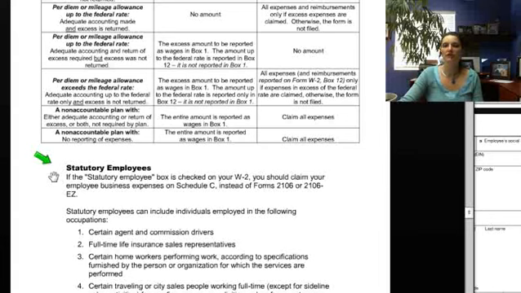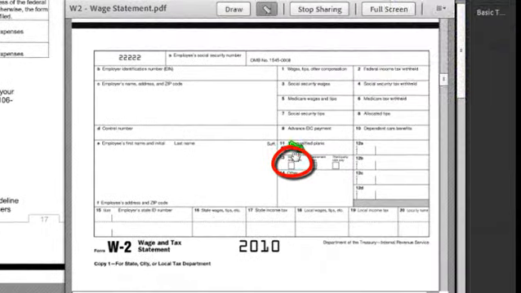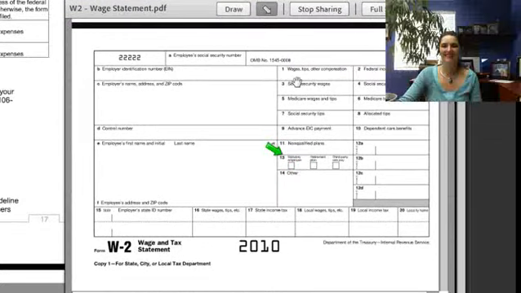So I've got a W-2 here that I've opened up, and I just wanted to point out the statutory employee box. It appears right here, Box 13. And if you have the statutory employee box checked on your W-2, then you claim your expenses on Schedule C instead of on Form 2106.